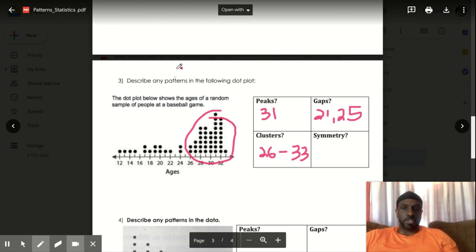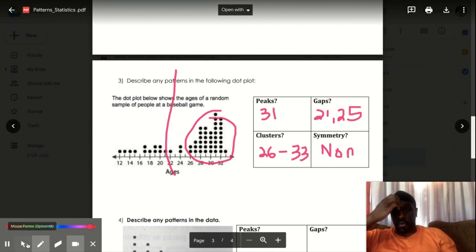Is it symmetric? Well, let's go straight down the center. Does the left side match the right side? Not at all. This is non-symmetrical, okay? No symmetry, or non-symmetrical. Okay, let's do one more.